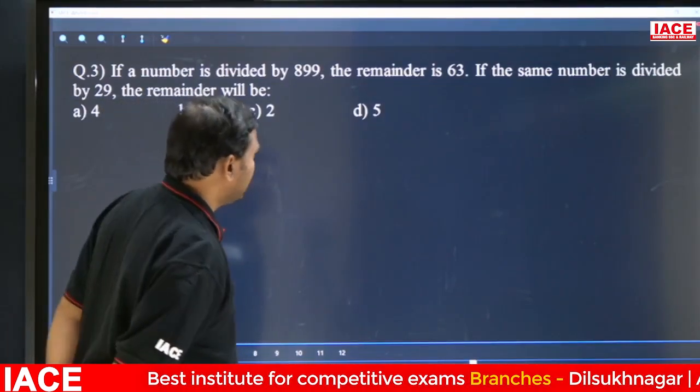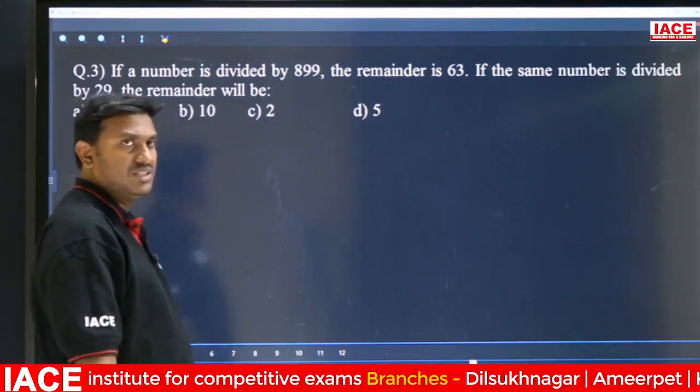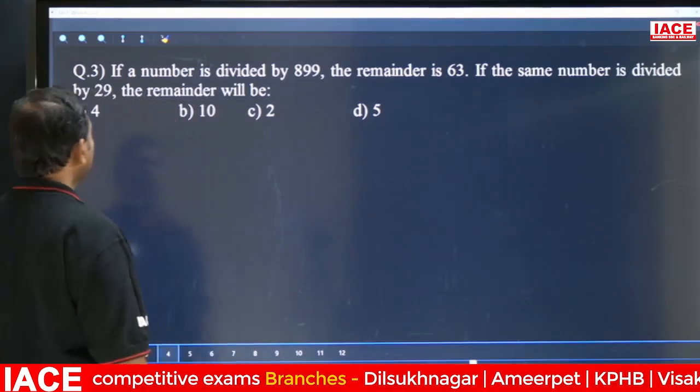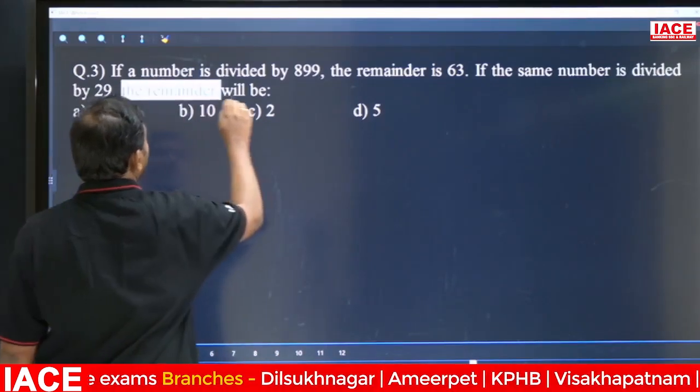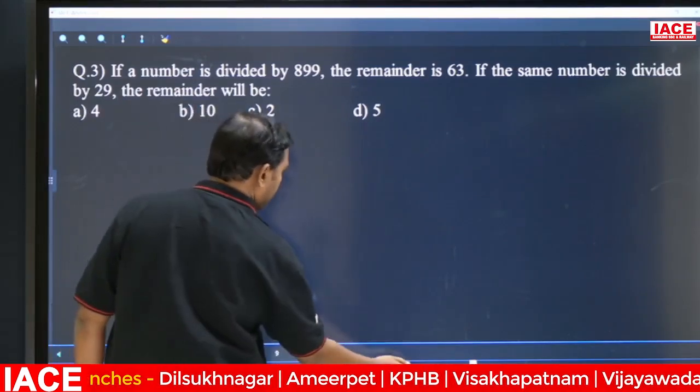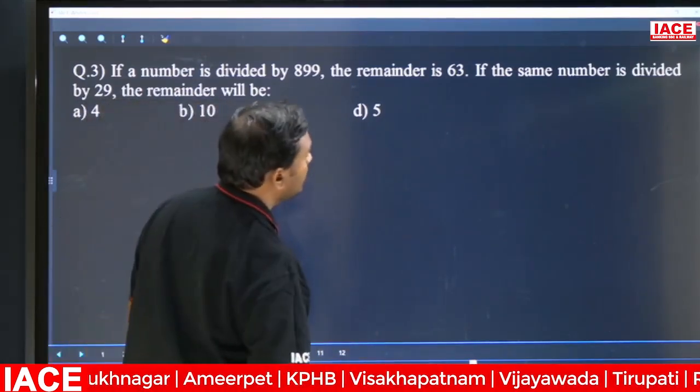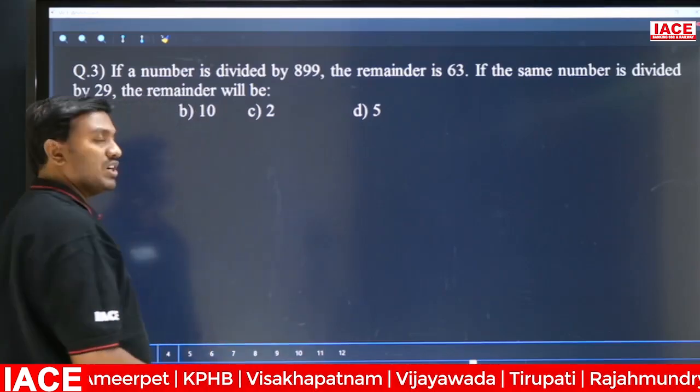Previously we did the same model in previous papers. We did the same question given here. If a number is divided by 899, the remainder is 63. If the same number is divided by 29, what is the remainder?